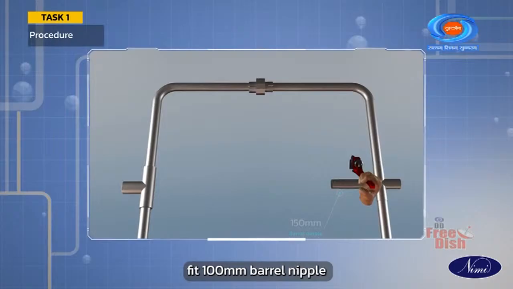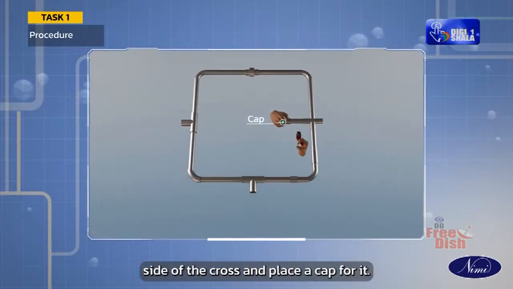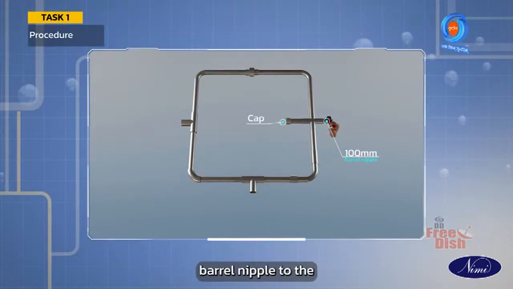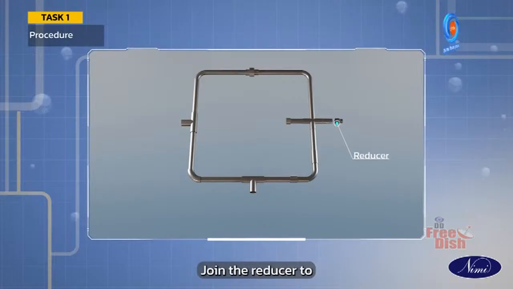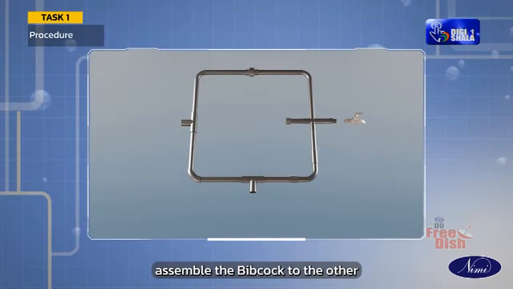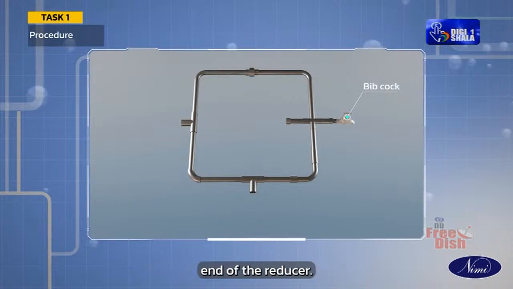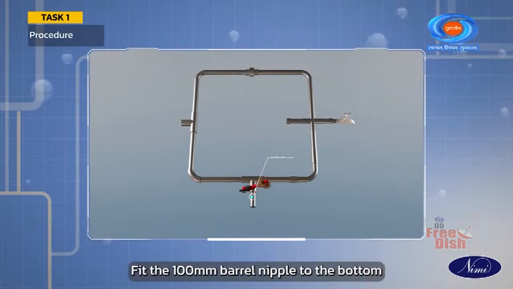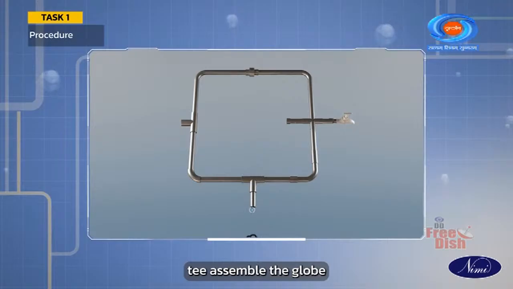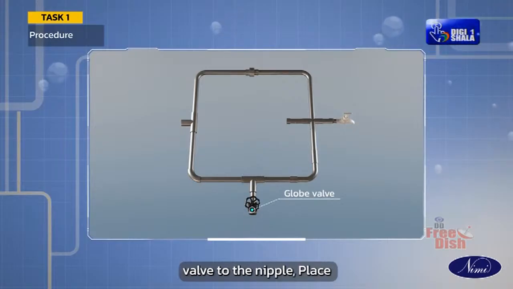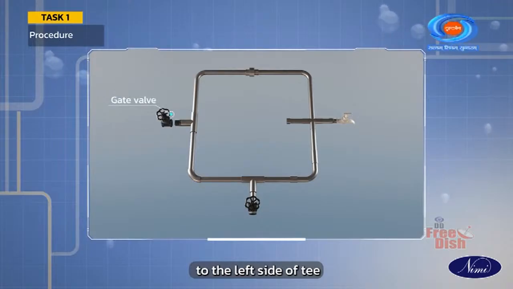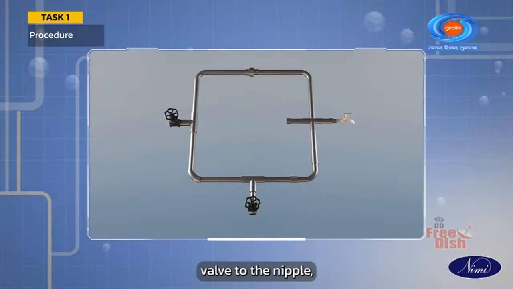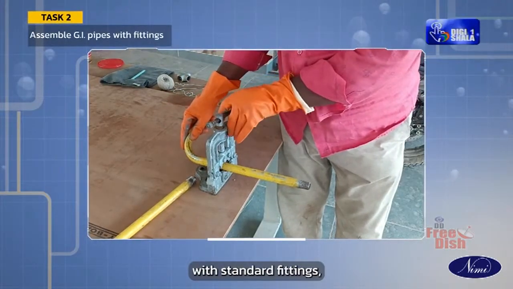Fit a 150 mm barrel nipple to the left side of the cross and place a cap for it. Put another 100 mm barrel nipple to the right side of the cross. Join the reducer to the barrel nipple. Assemble the bib cock to the other end of the reducer. Fit a 100 mm barrel nipple to the bottom T. Assemble the globe valve to the nipple. Place the hexagonal nipple to the left side of T. Assemble the gate valve to the nipple. Assemble GI pipes with standard fittings.